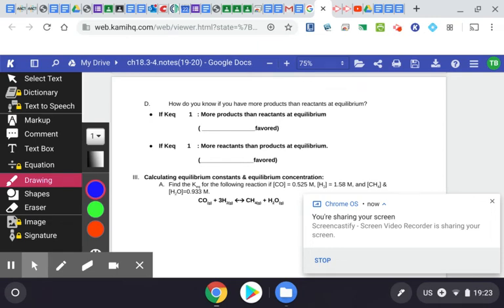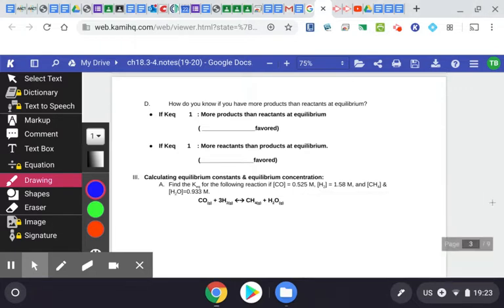Welcome back to day 2 of our equilibrium notes. Today we're going to talk about how to calculate equilibrium constant expressions or do calculations that involve equilibrium constant expressions. One of the things that the KEQ, or the equilibrium constant expression, tells you about a reaction is whether you have more products or more reactants at equilibrium. A way you can do this is by looking at the value of your KEQ.